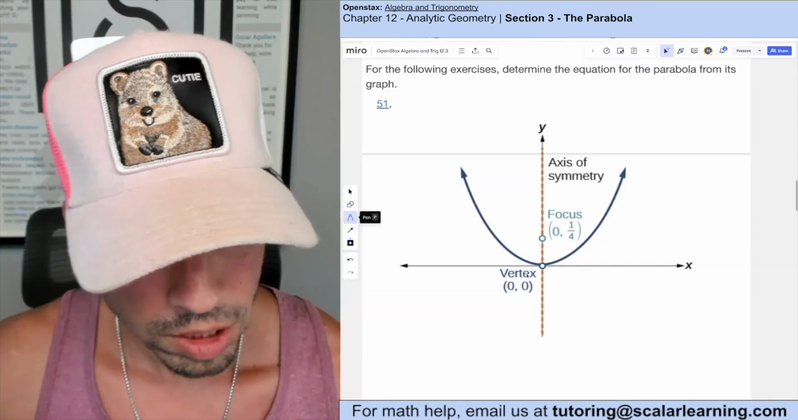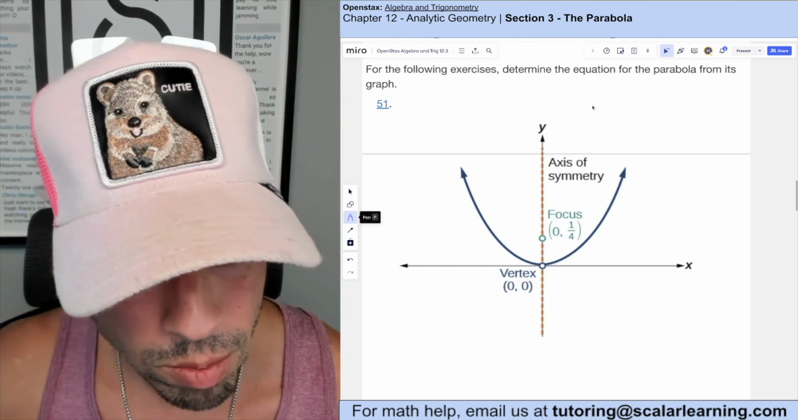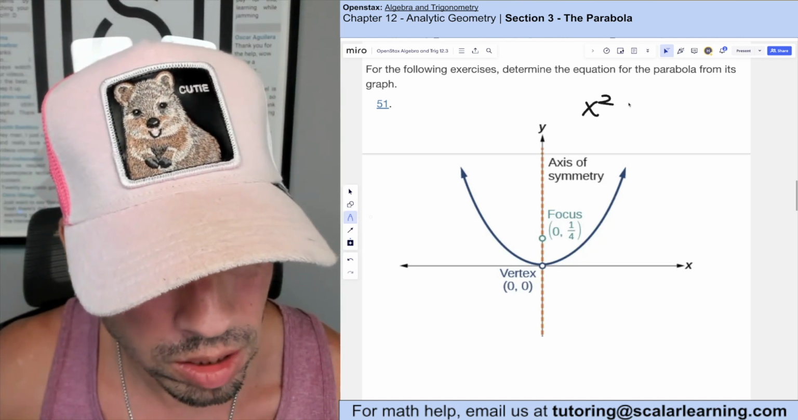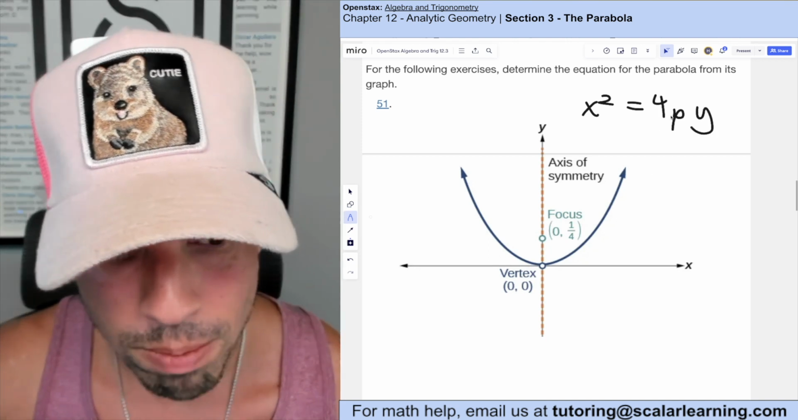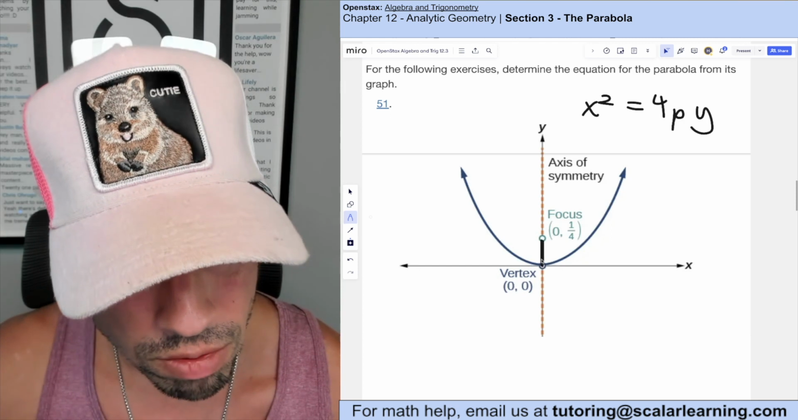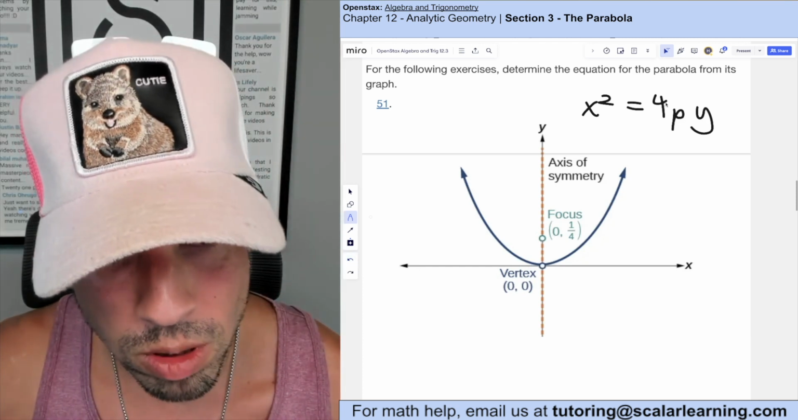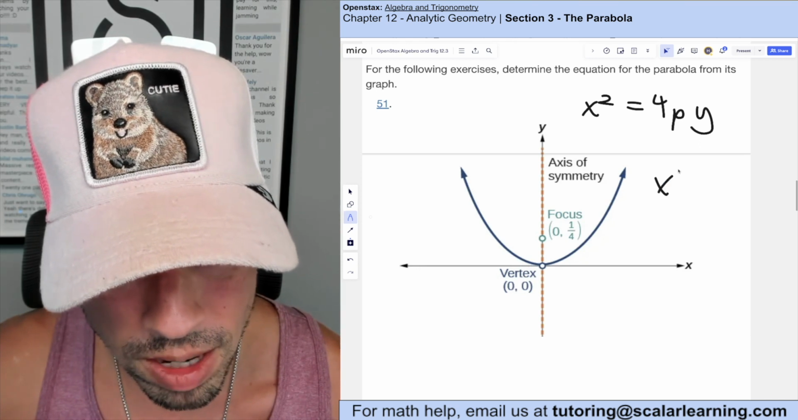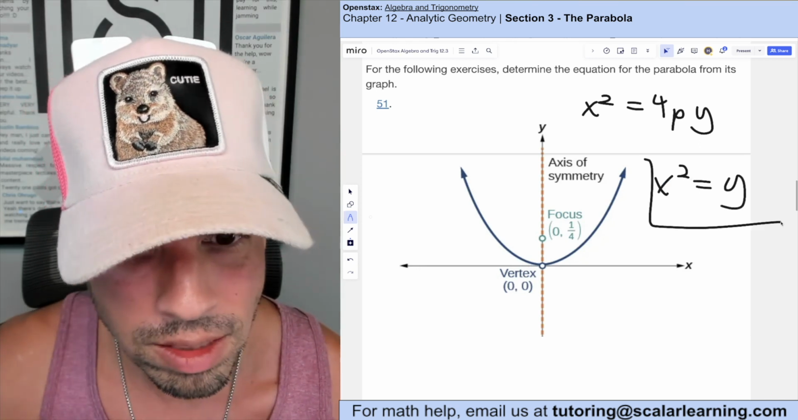Done. So for this one, we know we've got a vertex of 0, 0, and we're opening up. So right off the bat, we're going to start with x squared is equal to, and then again, we have 4p times y. Now, p is going to be positive, and what is the p-value? It's that distance from the vertex to the focus, which is 1/4. So plug in 1/4, and 1/4 times 4 is 1. So my final answer is x squared literally just equals y. That's how you do it.